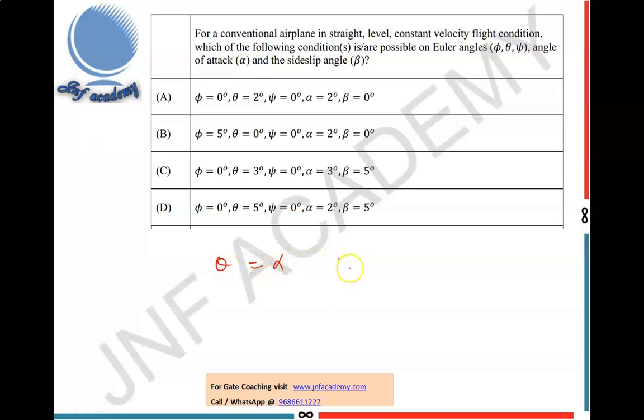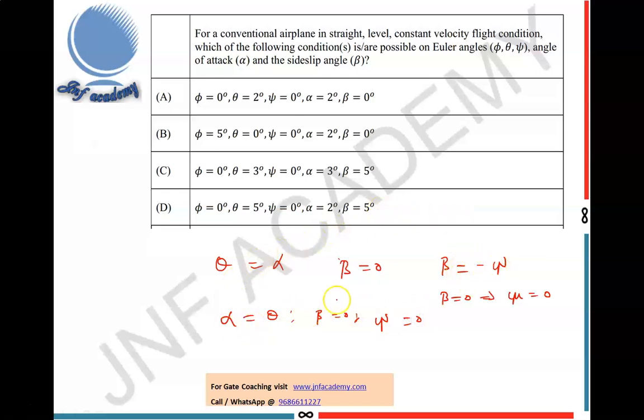The second thing is, for a straight flight, there should be no side slip angle, because it is clearly given that the flight is a straight level flight, right? So there should be no side slip angle. So beta has to be 0, right? Beta has to be 0. And then if beta is equal to 0, we all know that beta is equal to minus psi. So since beta is equal to 0, which implies that your psi is equal to 0. So now you have got three things, right? Alpha should be equal to theta. Beta has to be 0 because of no side slip, because it's a straight flight. Psi will also be 0 because beta is equal to minus psi.